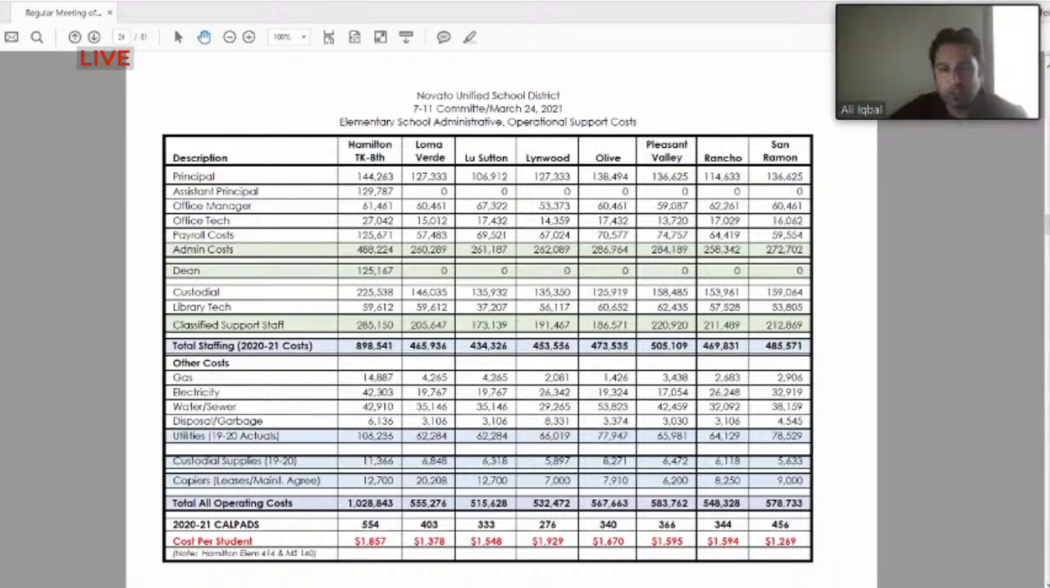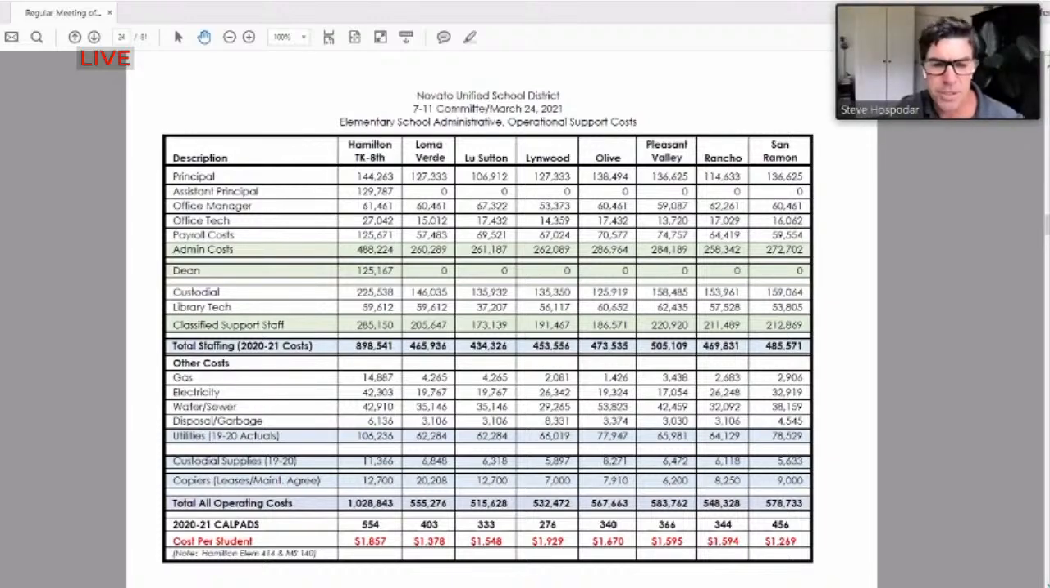Any other questions? Any other data points that jump out at people? Steve, I have a question about Linwood. Look at the cost per student. Can you break that down for us? Is that just because of the low enrollment?